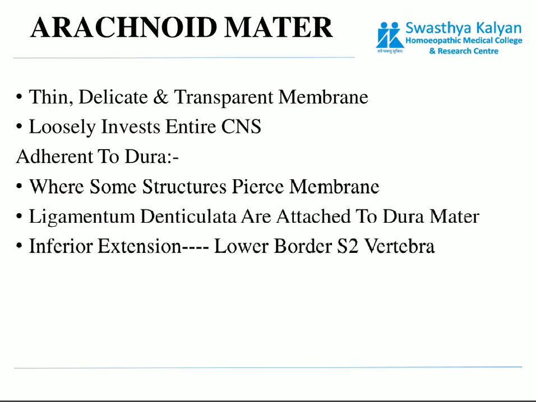The next meningeal covering is the arachnoid mater, which is a very thin and delicate membrane. It is transparent. It is loosely attached to both the brain and the spinal cord. It is only adherent to the dura where some structures are piercing this membrane or where the ligamentum denticulatum is piercing or attaching to the dura mater. Because it is a thin membrane, there are possibilities of its tearing, so wherever any structure passes through it, it is adherent to the dura so that it doesn't get torn. Inferiorly, the arachnoid also extends up to the lower border of the second sacral vertebra.